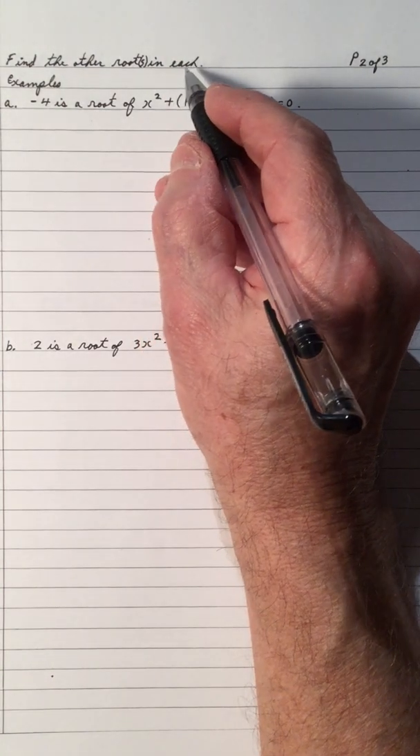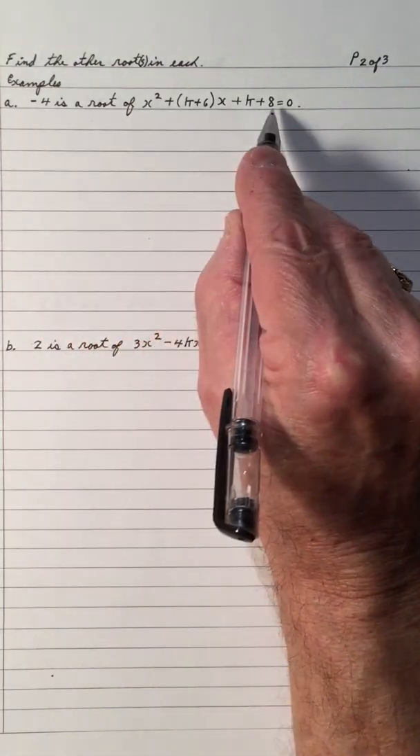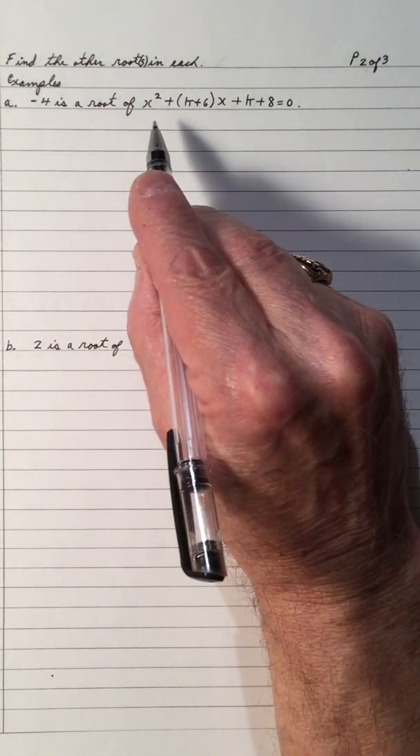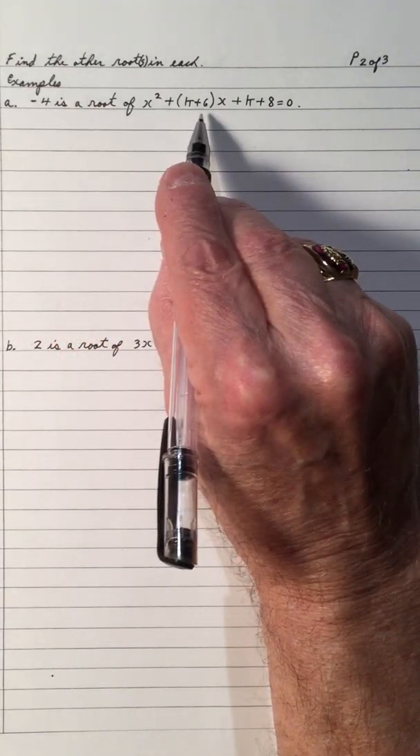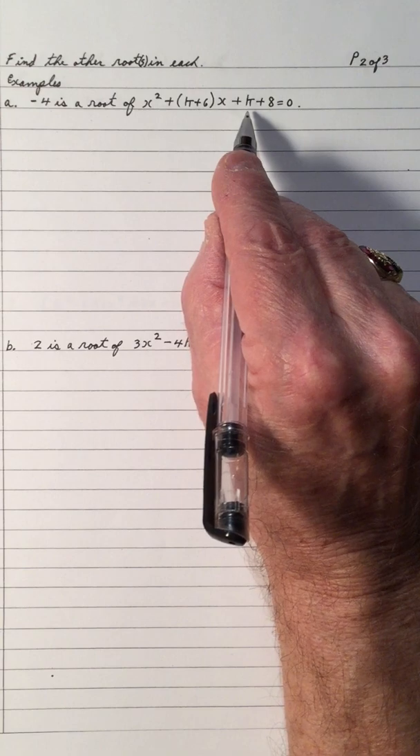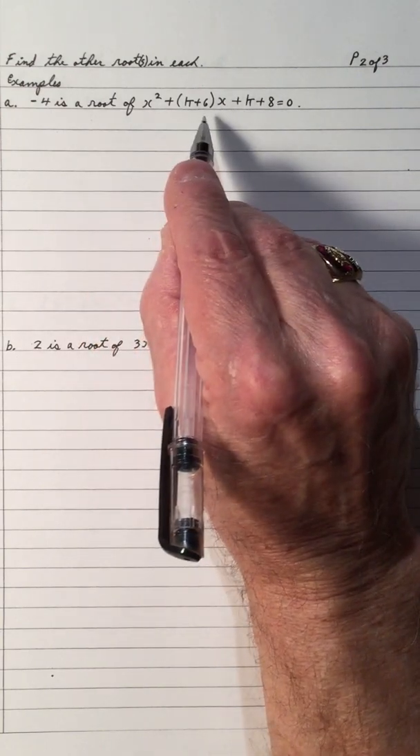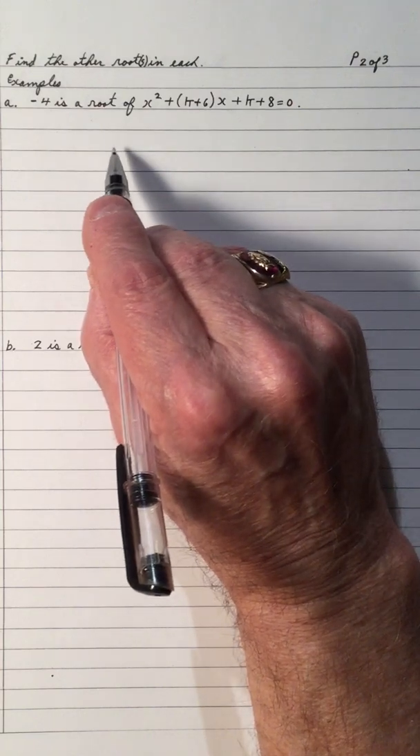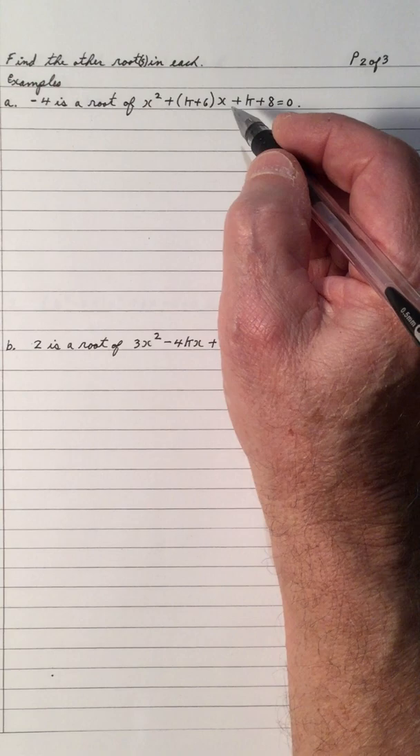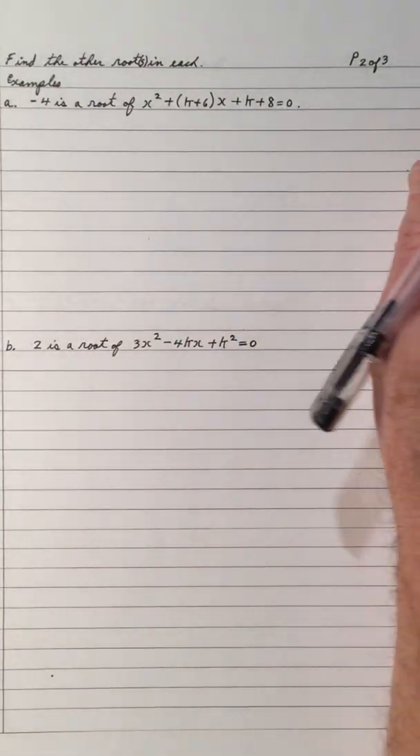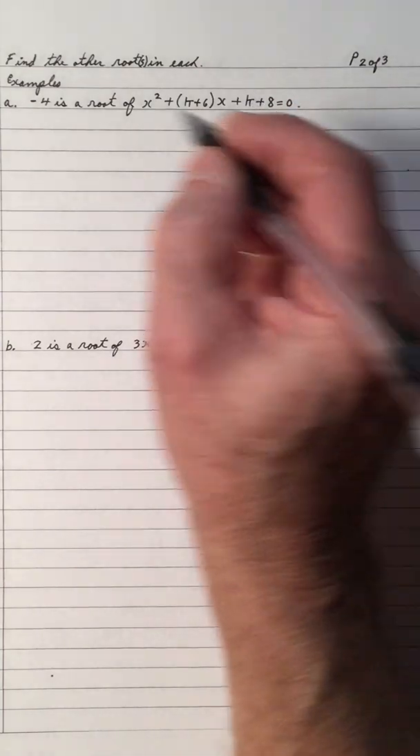Find the other roots in each. To find the other roots, -4 is the root of this equation. To find the other root, we really got to plug the root in, like we did in the previous video, and find the values of K. Then we got to plug the values of K back in and see what equation we have and see if we know -4 will be a root, to see what the other root is going to be. Let's try some examples.